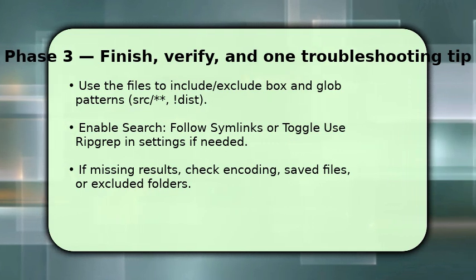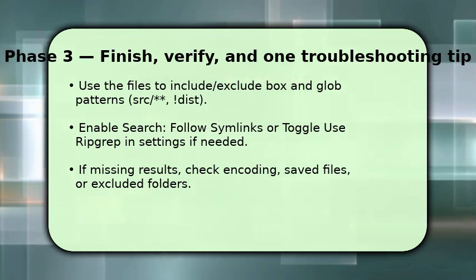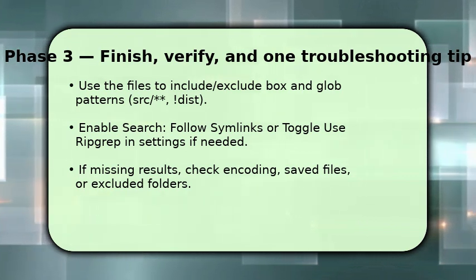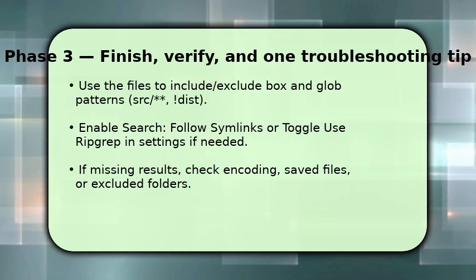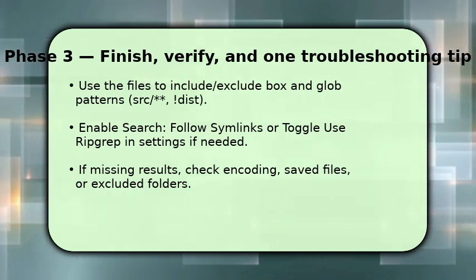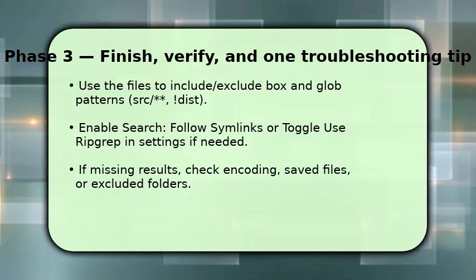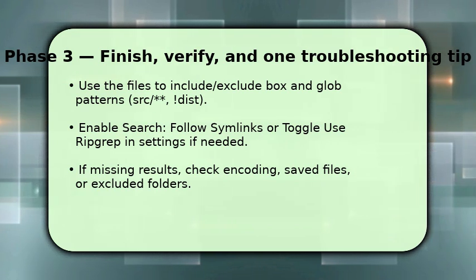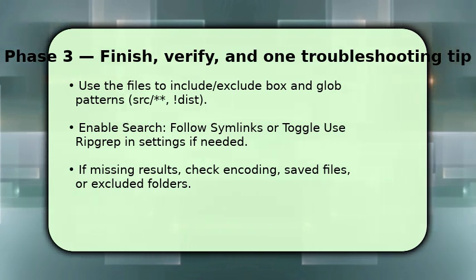Make sure follow symlinks is set how you expect, and verify VS Code uses ripgrep in settings for fast, consistent searches. If you don't see expected results, check that files are saved, not excluded by .gitignore or search.exclude, and that file encoding is supported. If problems persist, restart VS Code. That often clears indexing issues.